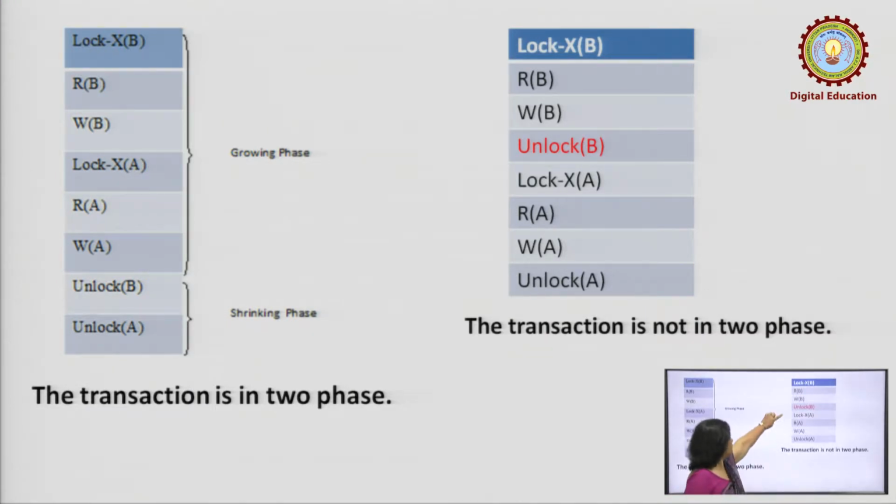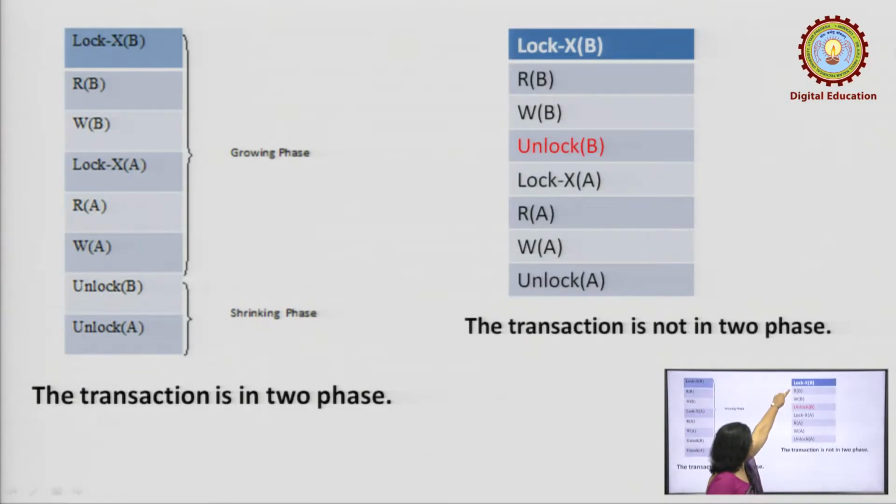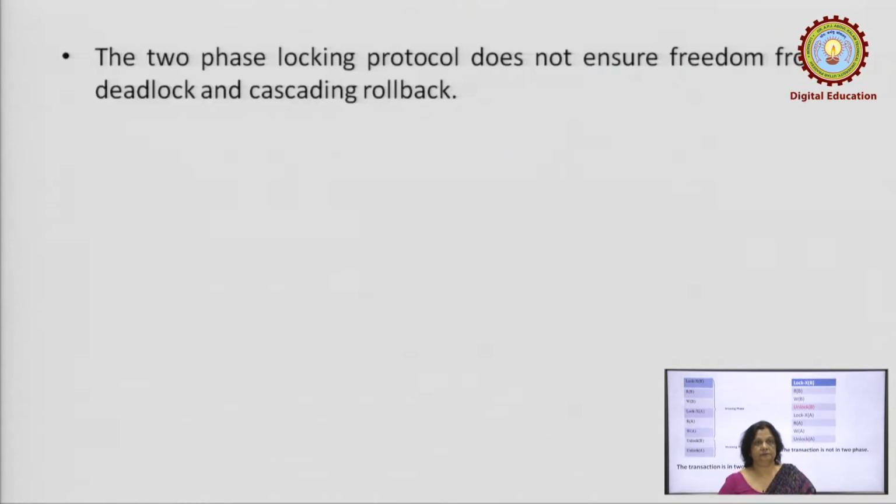Whereas, consider this transaction: here we have a lock x on A, then lock x on B, then we have unlock B, again we have a request for a lock on A and unlock A. That is, it is not following the two-phase locking protocol, where we need to first acquire all the locks and then release all the locks.